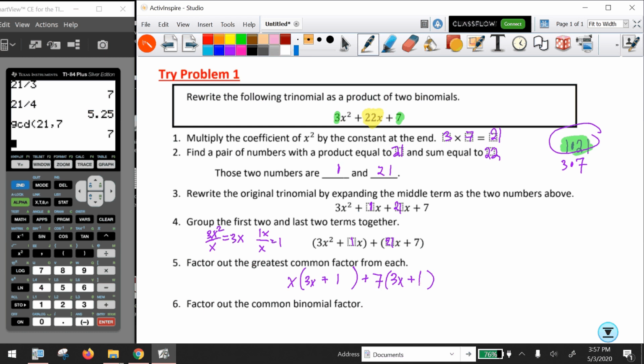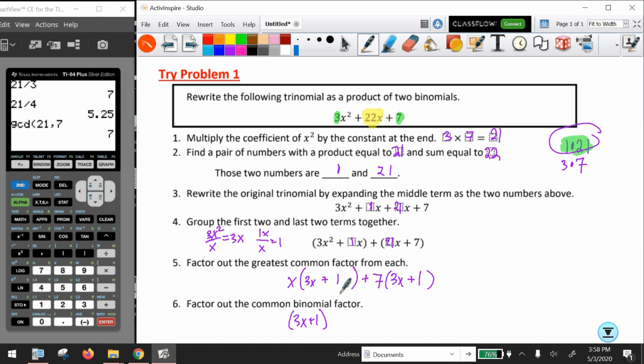And now this is the part where I think some of you are having some trouble when I'm looking at the work that you submitted. The last step is you have to recognize that in this binomial and binomial, we have the same thing. So this is what we call a common binomial factor. Since it exists in both parts of the expression, it can be factored out. And I just take that common binomial factor and I write it down.